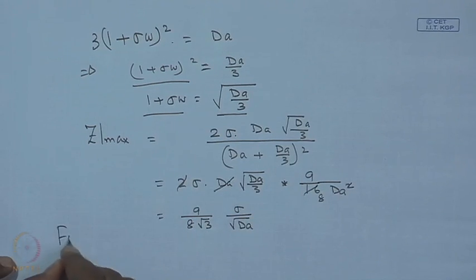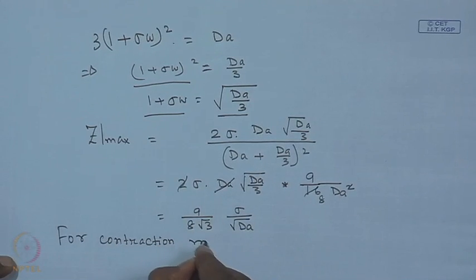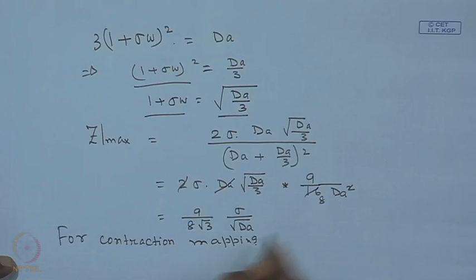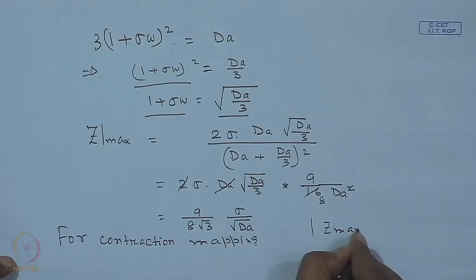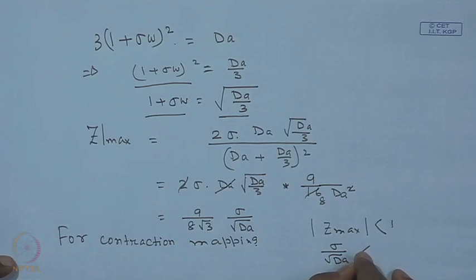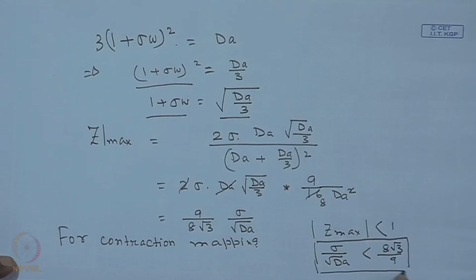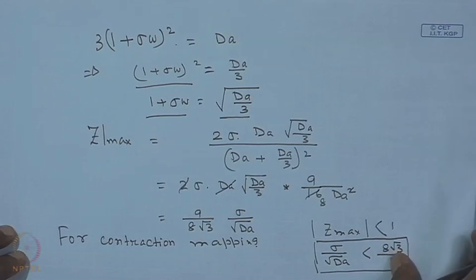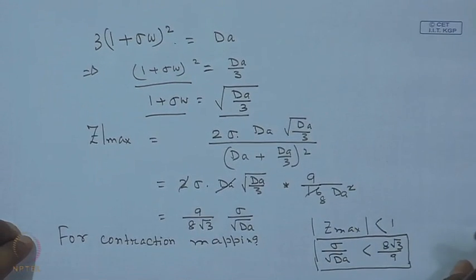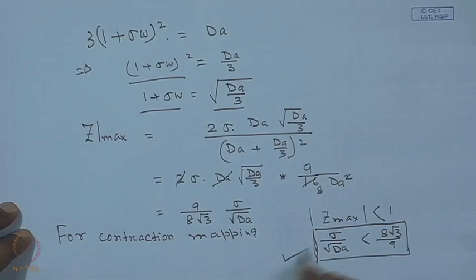Now, for contraction mapping, our condition is that z max should be less than 1. Therefore, sigma by root over dA should be less than 8 root 3 divided by 9. So, this is the condition of the contraction map. This is the condition for this particular problem, where we will have the existence of a unique steady state.